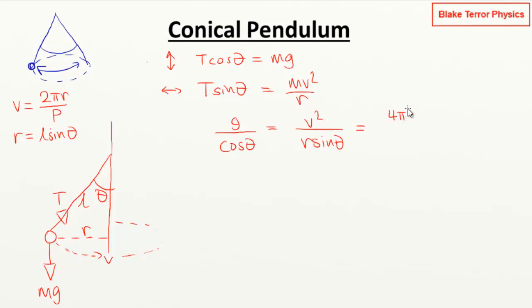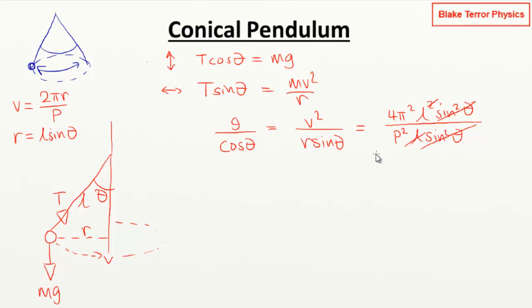So 4 pi squared, and we've got r squared, so that's L squared sine squared theta divided by P squared, and then we can replace this r at the bottom, which gives us an L sine squared theta. So we can cancel quite a lot of stuff out of all of this. The sine squared thetas disappear, and the L at the bottom and one of the Ls on the top disappears.